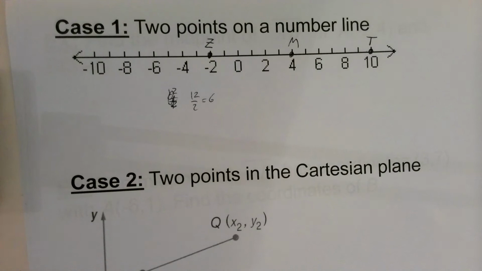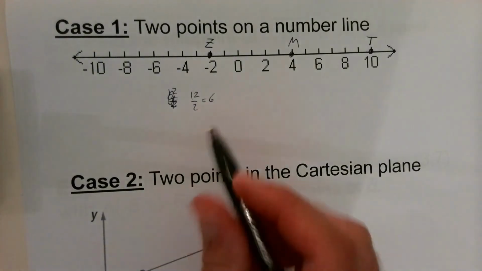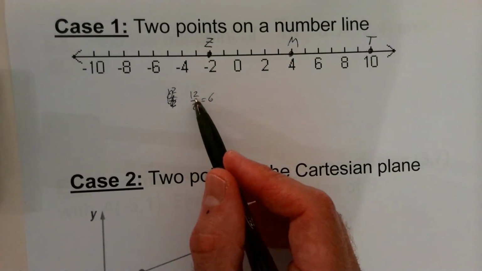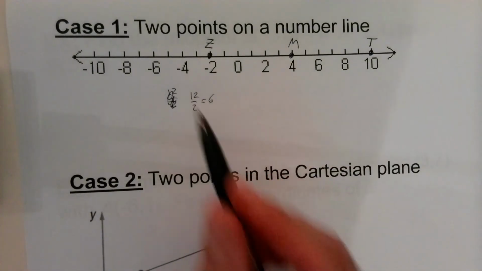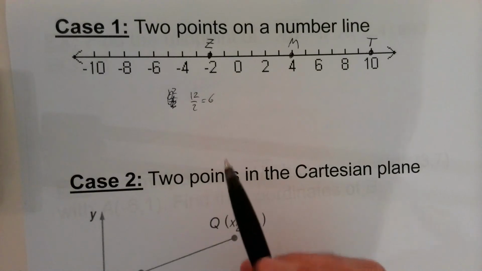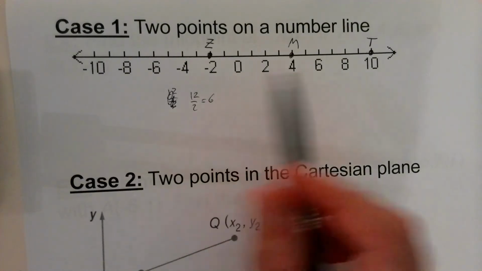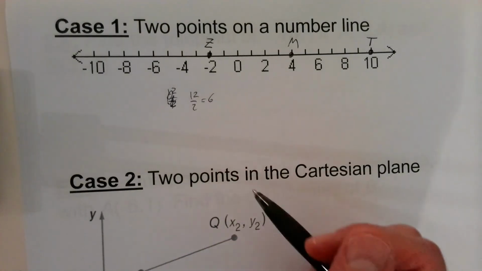If you remember last time we talked about how to find the length of a segment on the number line, we always did bigger minus smaller. Okay, so that's how you can find this 12. So instead of counting spaces, you could have found that 12. Okay, and then you could take the same process. Divide by 2, and then go to the middle. Now there's an even easier way.